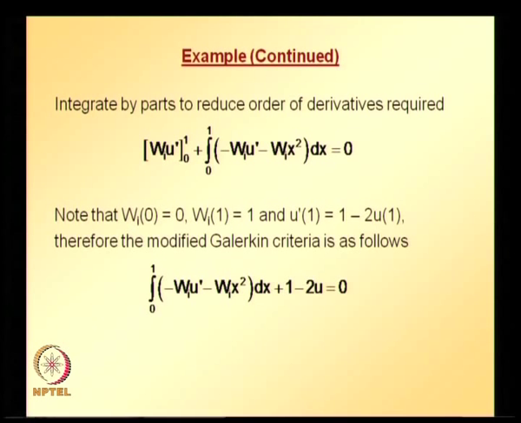And now we already know what W1 and W2 are. W1, if you recall, is x, and W2 is x square. Both are functions of x, so I am writing wi, where i takes values 1 and 2. Both w1 and w2 evaluated at x equal to 0 are 0, and wi evaluated at x equal to 1 is equal to 1. The natural boundary condition is already given in the problem statement, so the same thing is reproduced here. You can substitute all this information into the first equation, and that results in the last equation.